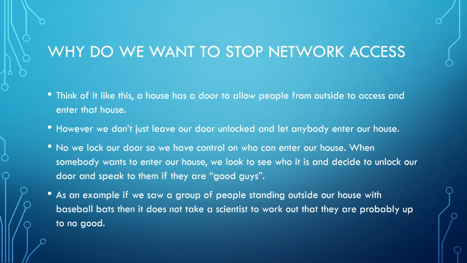So when somebody wants to enter our house, we look outside and see who it is. If it's a good guy, say a family member or a delivery you're expecting, then you're obviously going to unlock your door and allow access. However, more worryingly, let's say you saw a bunch of people standing outside your house with weapons, with baseball bats. It doesn't take a rocket scientist to figure out that these people probably have bad intentions. It's best not to let them enter your house.